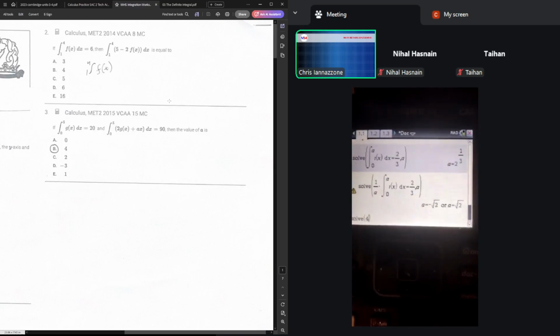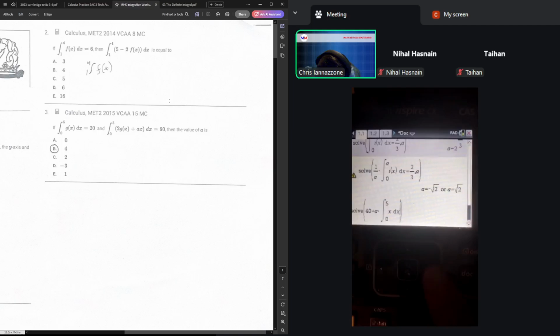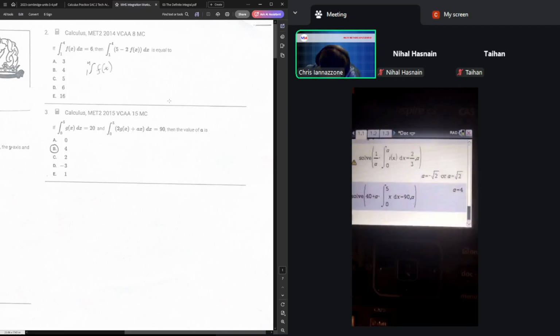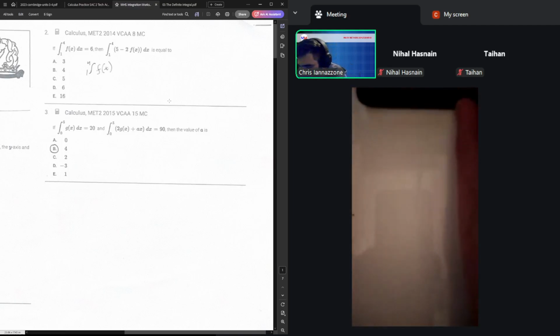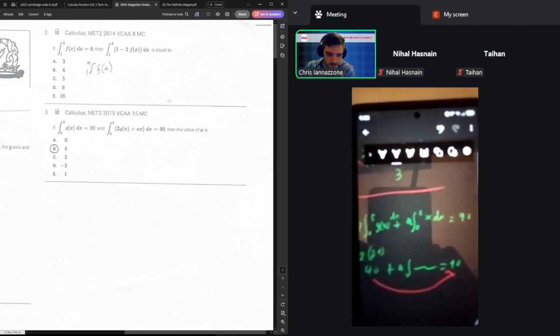So we have 40 plus a times the integral from 0 to 5 of x dx is equal to 90. That's going to get us a equals 4, which is why you can see B is highlighted. So again, similar idea, but this time it was already in an equation, so we're still just doing whatever we can to replace the g of x that's unknown with the value that we could replace it with, because constants are much easier to work with than unknown functions.